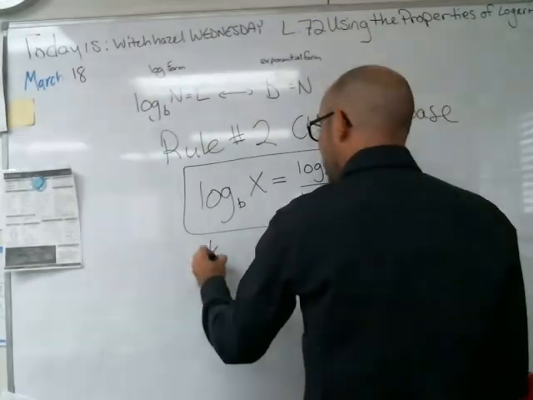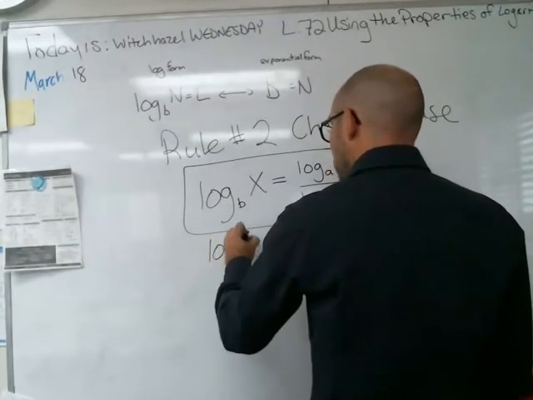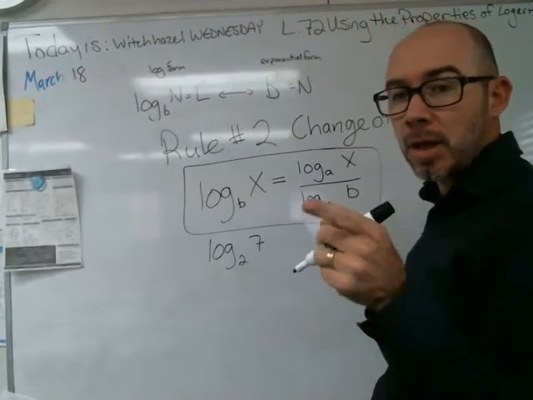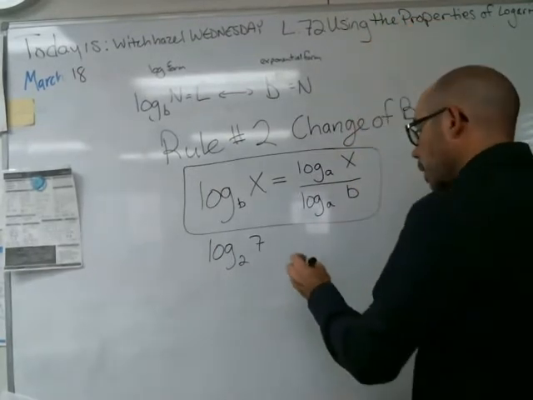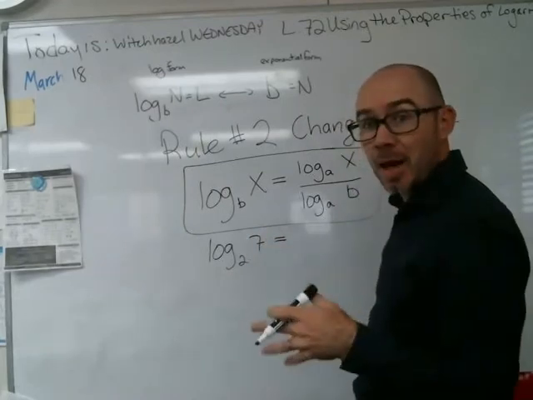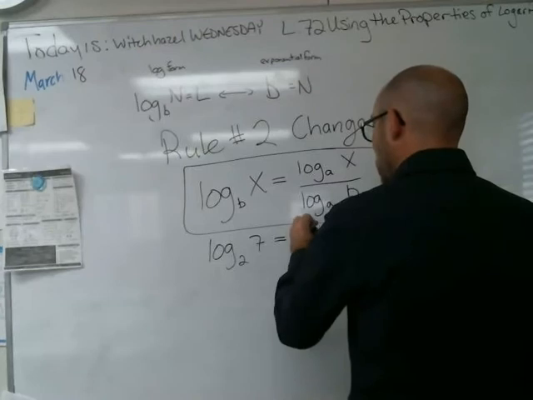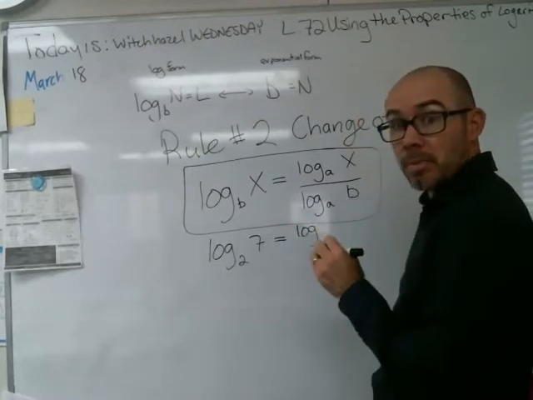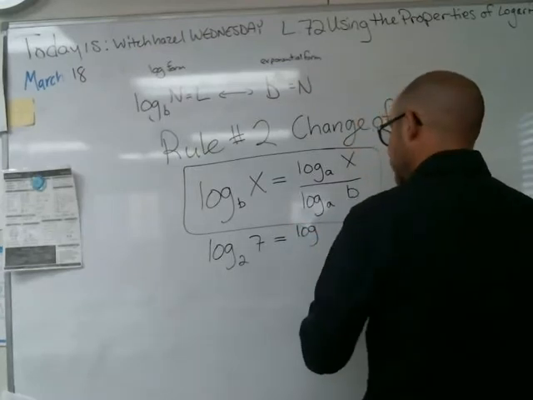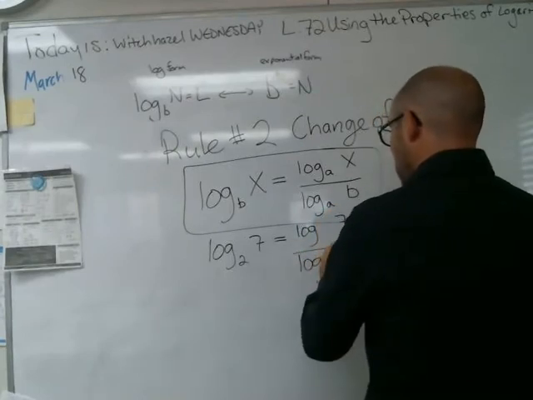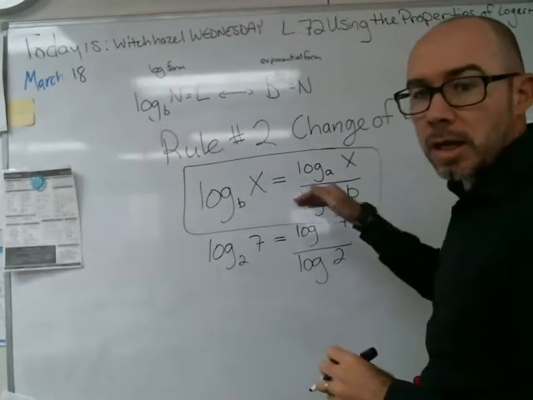So let me give an example of this. Log base 2 of 7. Let's say we're only allowed to use our log button, our natural log, or a common logarithm button. If I want to change this into log 10 or base 10, here's what I'm going to do. I'm going to use the log button. Remember, log button is log base 10 of 7 divided by log of 2. And you have to do log 7 over log 2.